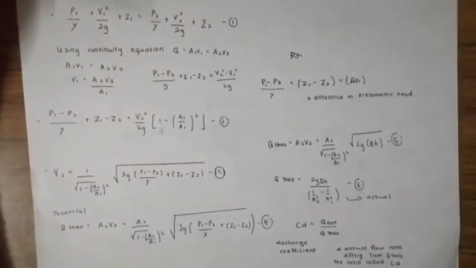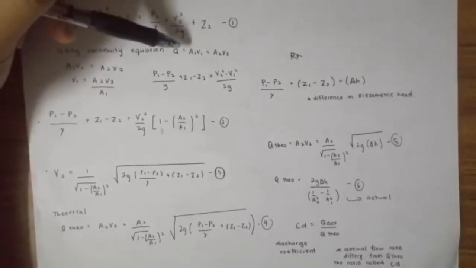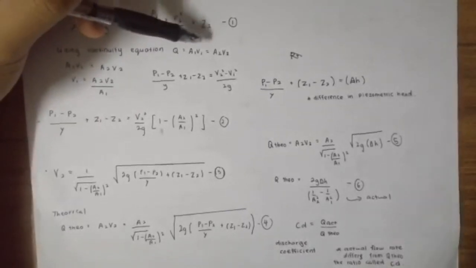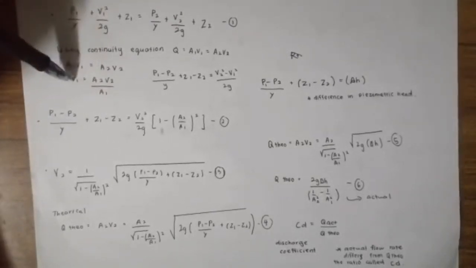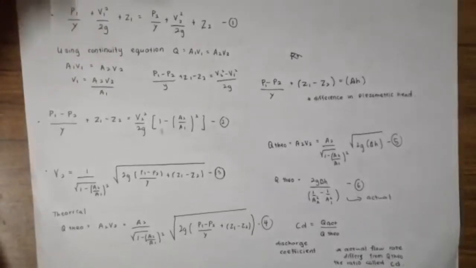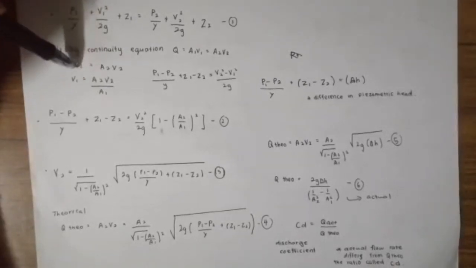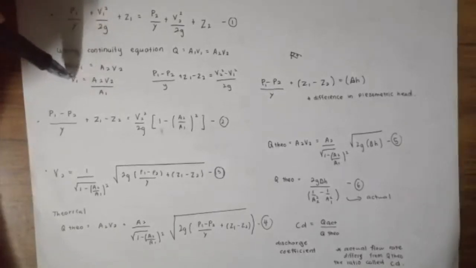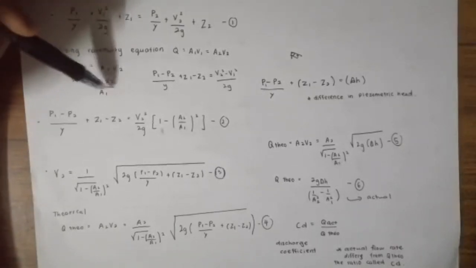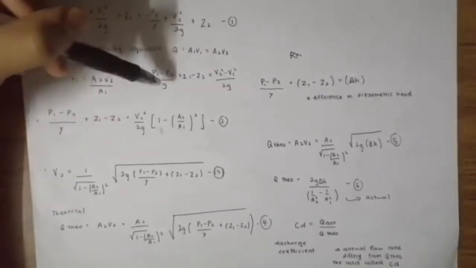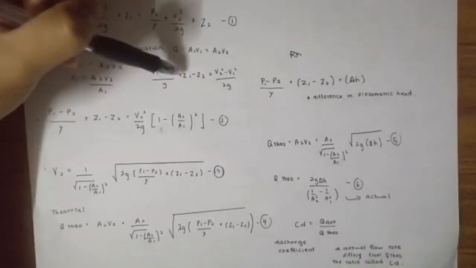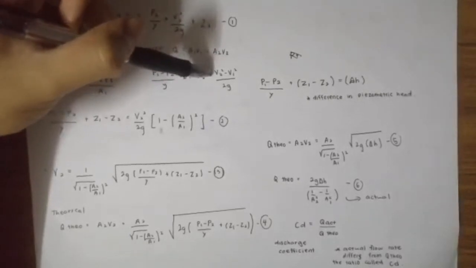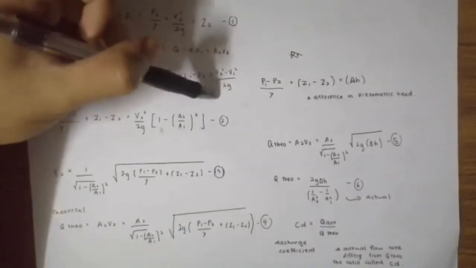first we use the continuity equation, which is Q equal to A1 V1 equals A2 V2. As we can see here, A1. We want to find the velocity, so we isolate V1, and we get V1 equal to A2 V2 over A1. In the formula, we set aside, and we have P1 minus P2 over gamma plus Z1 minus Z2 equal to V2 squared minus V1 squared over 2g.